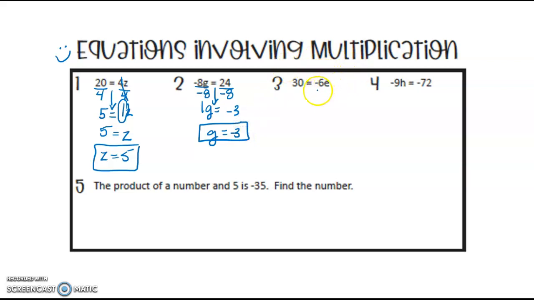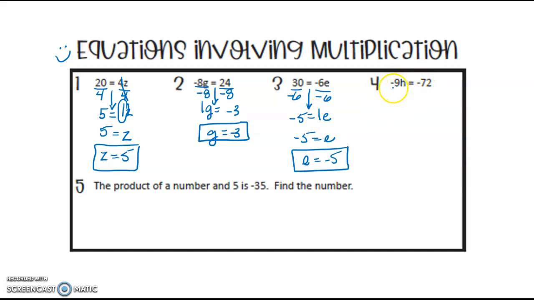Here I have negative 6 times E, so I'm going to have to divide by negative 6. I'm going to have to divide this side by negative 6, and my equals is going to come down. Negative 6 over negative 6 is 1E, 1 times E. 30 divided by negative 6 is negative 5. So I could do negative 5 is equal to E, or E is equal to negative 5, because we don't have to put the 1 there.